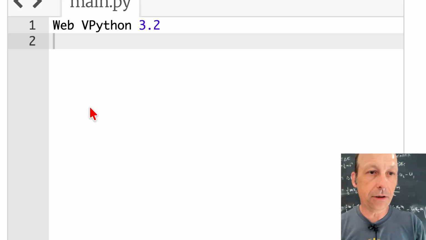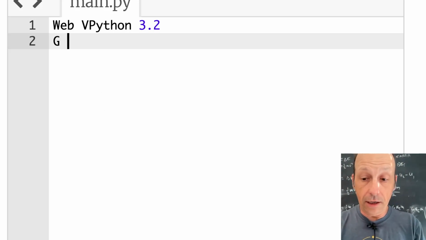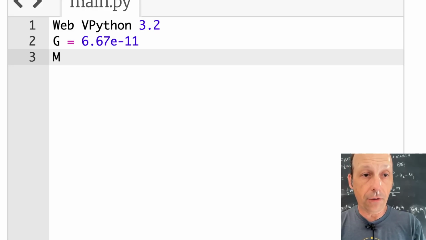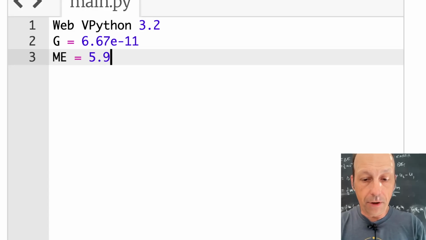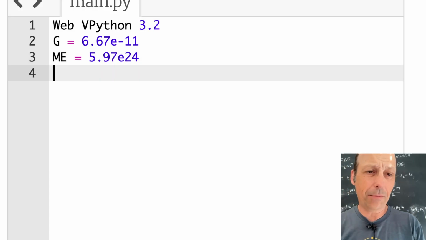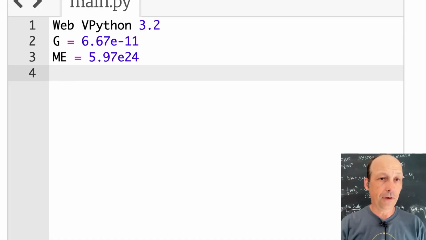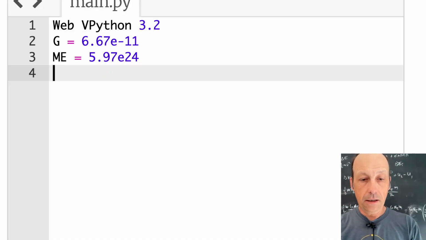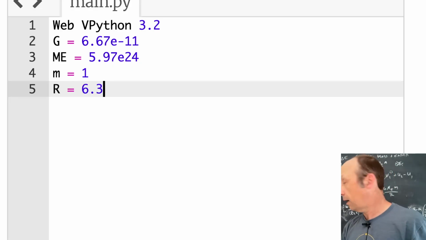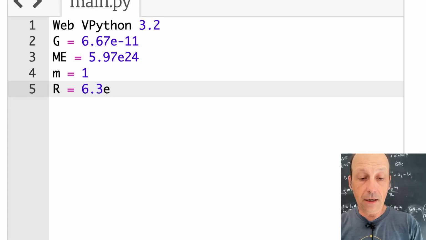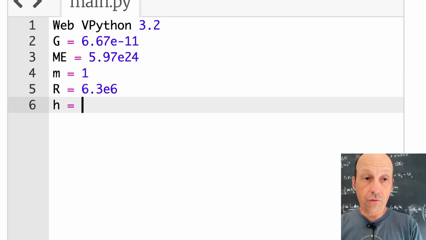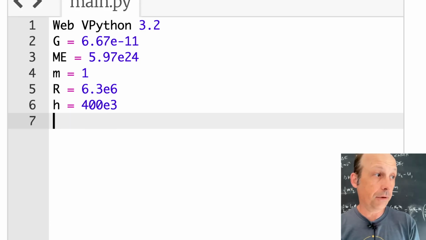Okay, so I'm using this just as a calculator. I'm going to enter all my values, 6.67 times 10 to the negative 11 for G. Mass of the Earth, I call it Me. It's 5.9, what did I put? 5.97 times 10 to the 24th. I'm pretty sure that's right. It might be wrong. M is 1. R is 6.3 times 10 to the 6th. H is 400 kilometers, so 4 times 10 to the 5th.